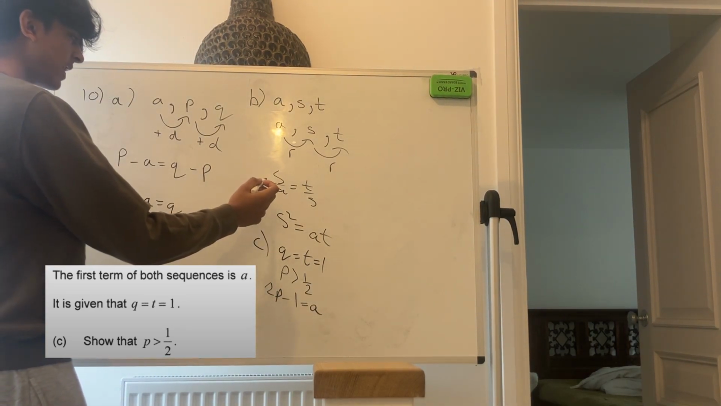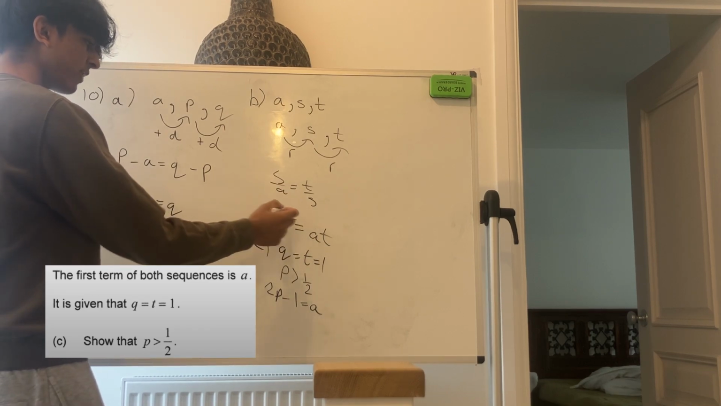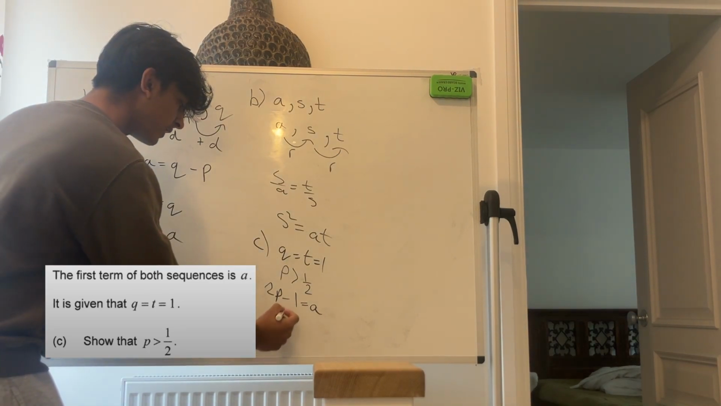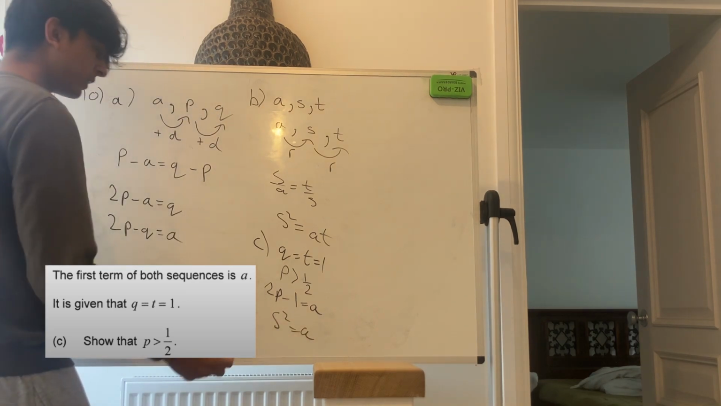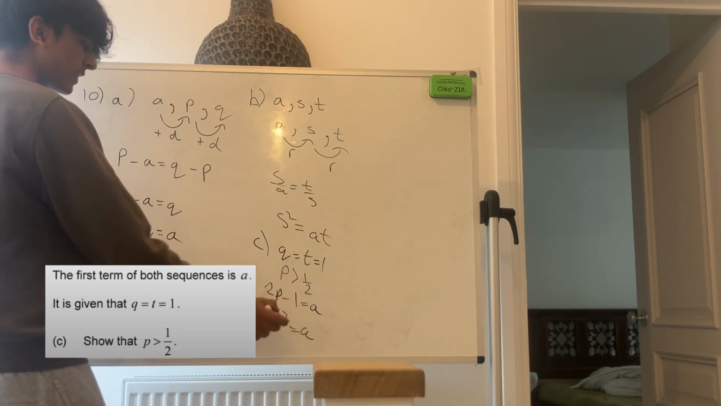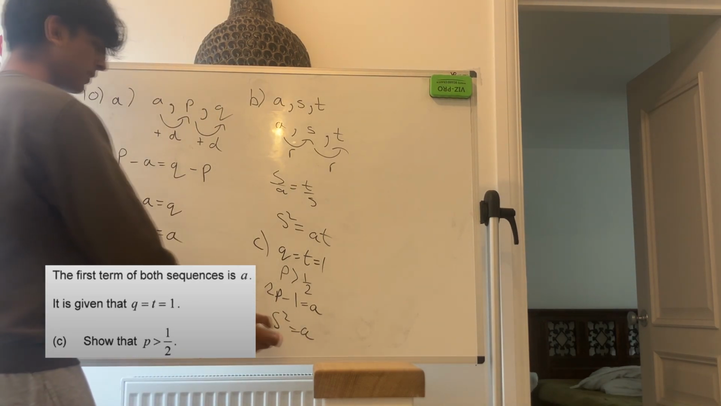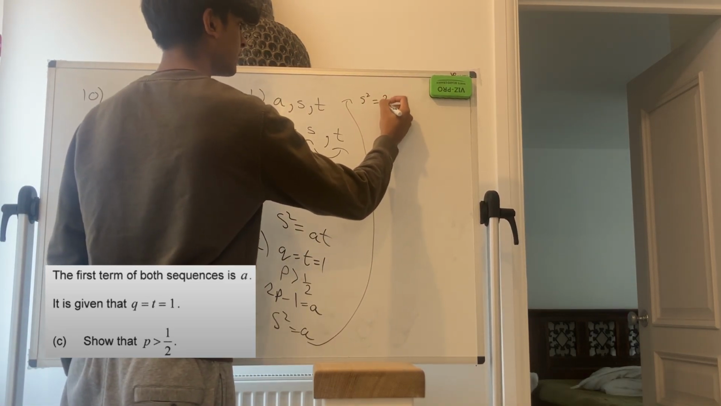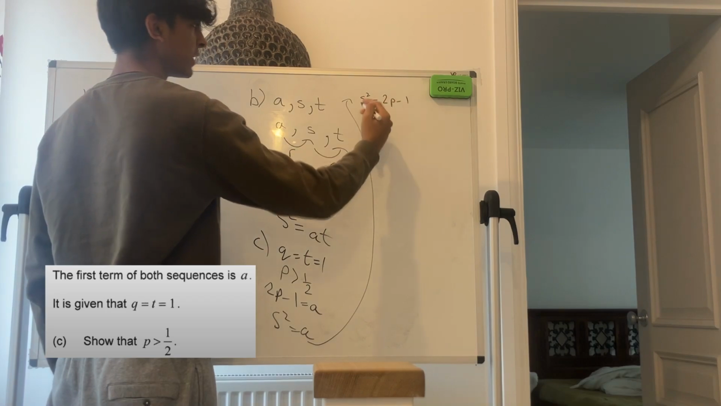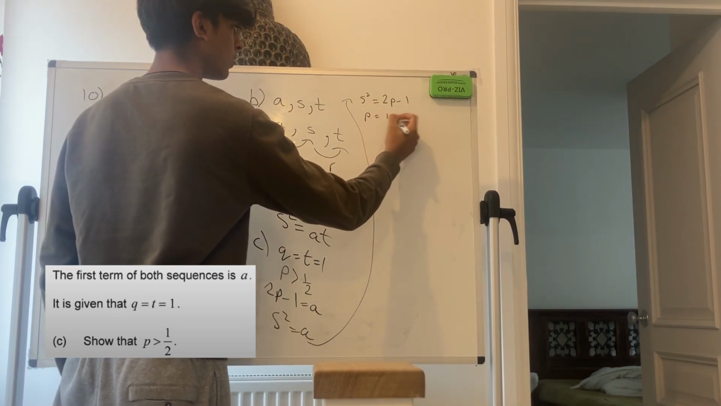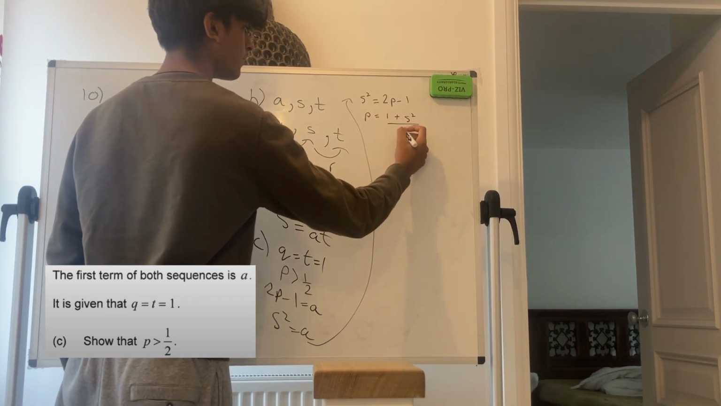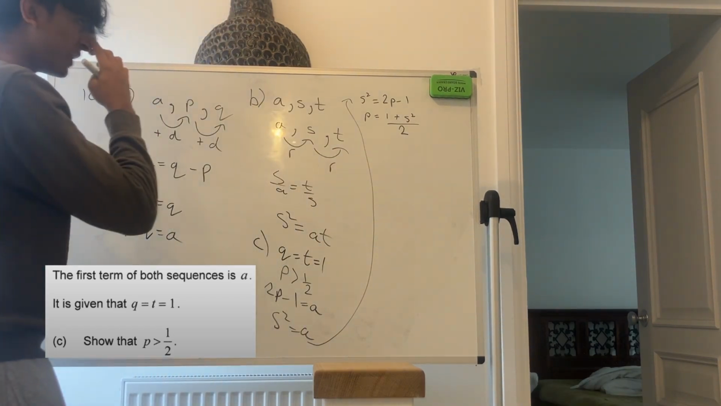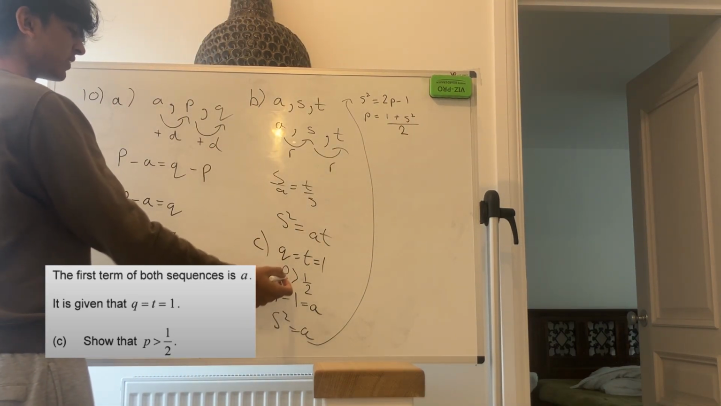And then t is also 1, so s squared equals a. We know 2p minus 1 equals a and s squared equals a, so we can say that s squared equals 2p minus 1. Adding 1 and dividing by 2, we get that p equals 1 plus s squared all over 2. And the question says show that p is greater than a half.